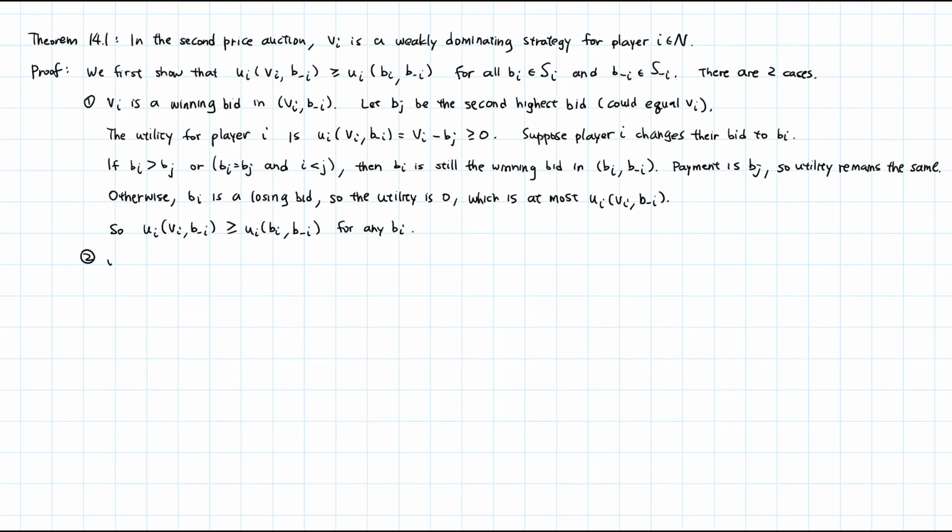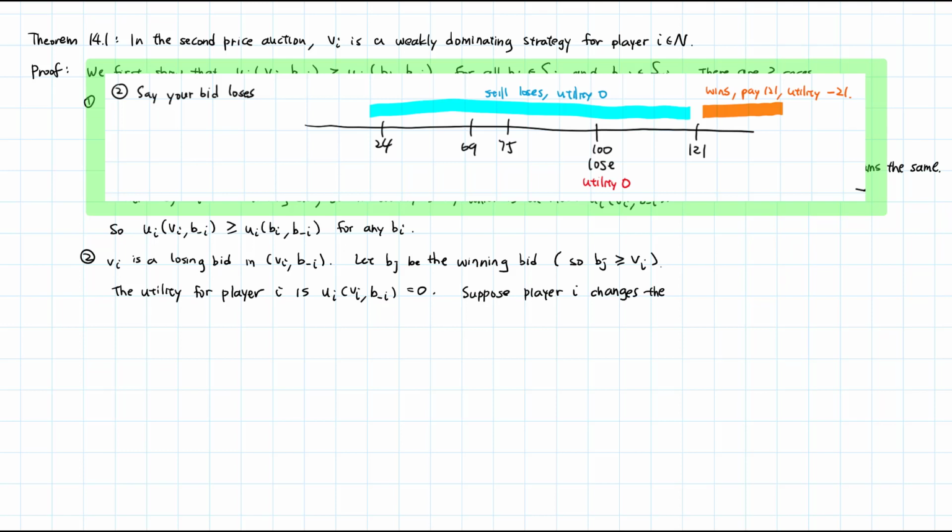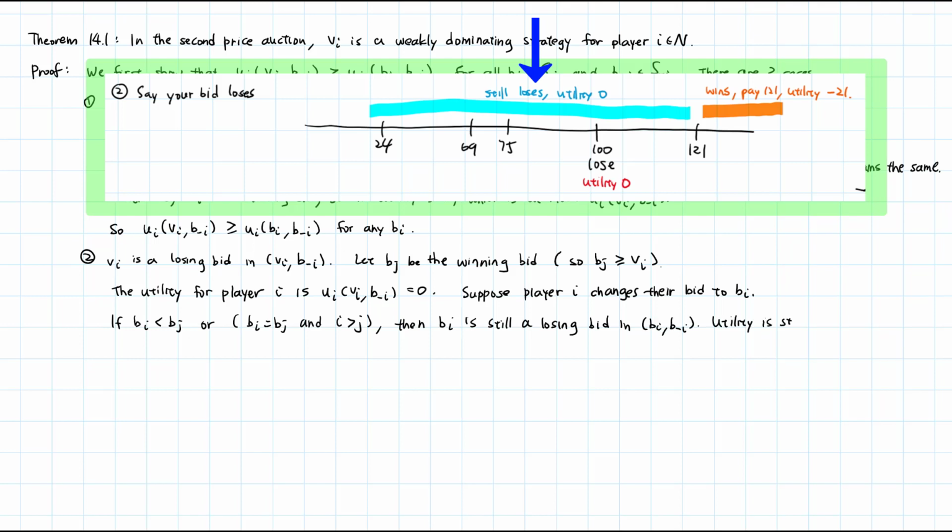In the second case, suppose that VI is a losing bid in our strategy profile (VI, B-I). We now let BJ be the winning bid, so BJ is at least VI. Since we have a losing bid, the utility for player I is 0. We now look at what happens if player I changes their bid to BI. Once again, there are two cases. If BI is less than BJ, or BI is equal to BJ and I is greater than J, then BI is still a losing bid. So the utility is still 0.